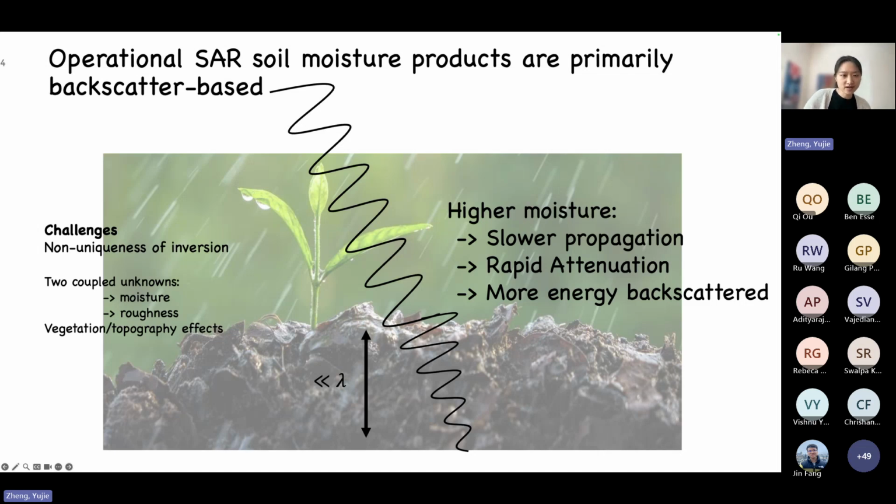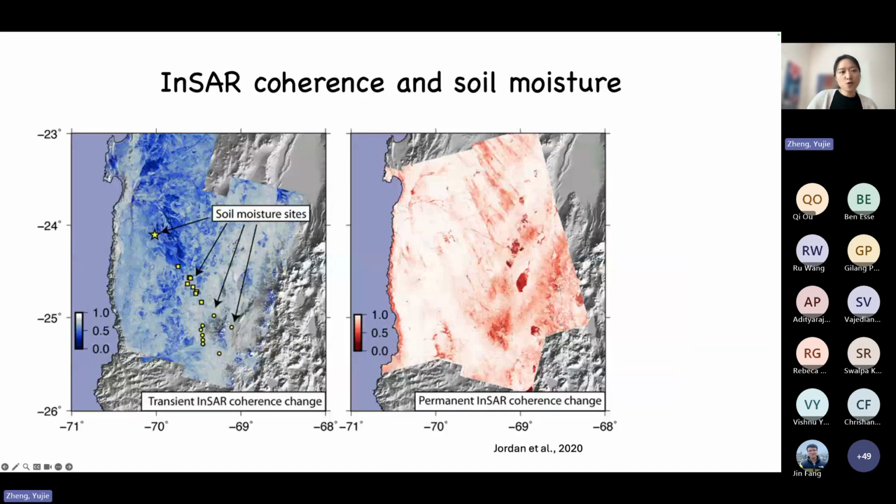What about InSAR? Well, one interferometric observable that has been exploited for soil moisture monitoring is coherence. So this is an example done by Jordan et al. They modeled coherence in the Atacama Desert after a storm. And what they did is that they decoupled the coherence change into 2 parts.